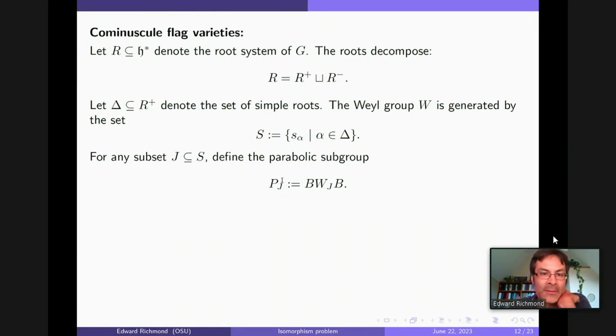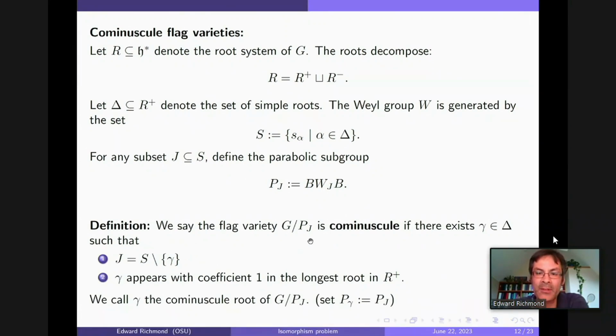I'm indexing by alpha instead of I in this case. And for any subset of generators, we have a parabolic subgroup, P_J, which is just given by this double coset by B of the Weyl group generated by J.